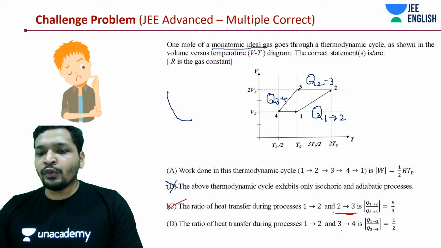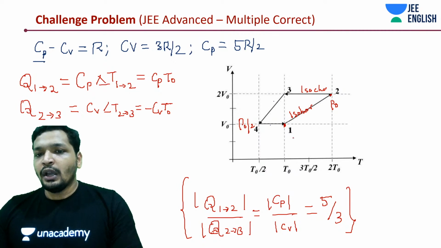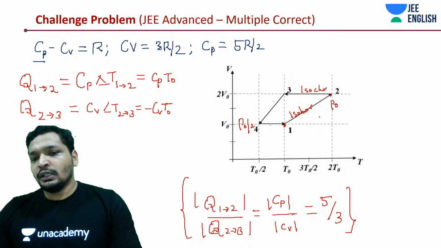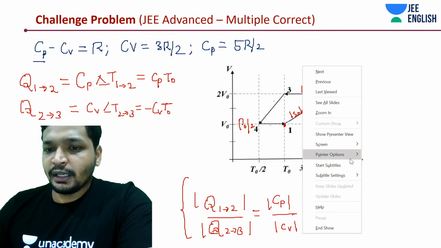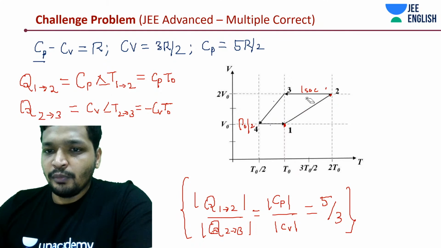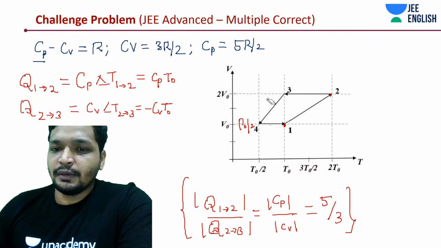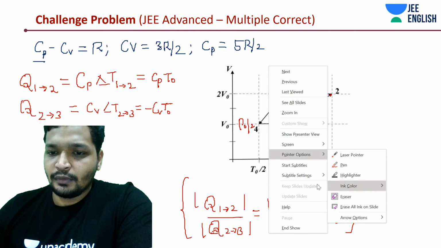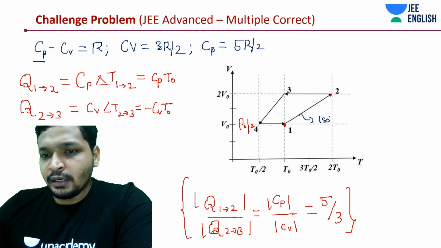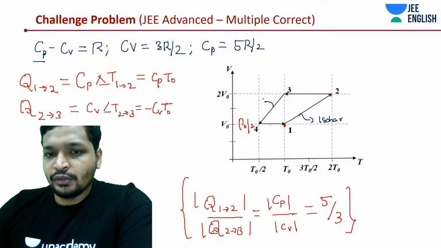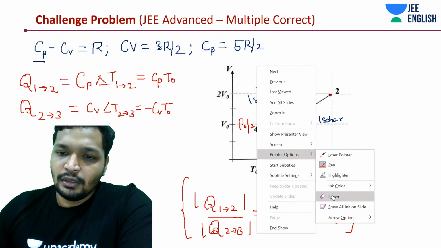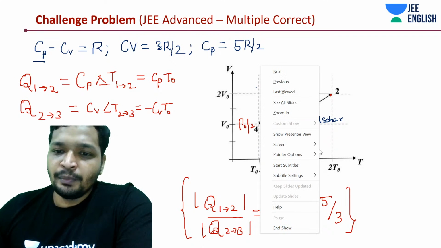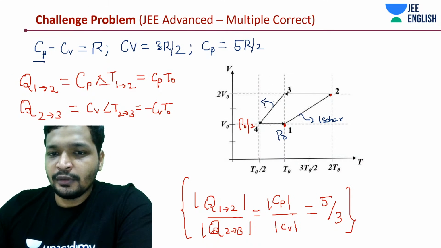Now we need to do it for 1 to 2 and 3 to 4. Okay, 1 to 2 it's T naught change. Both are isobaric, right? If you notice it, both of these are isobaric. This is isobar. This is isobar. And the coordinates are P naught, whereas this one had P naught by 2.